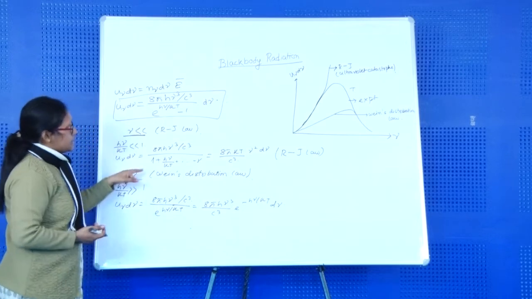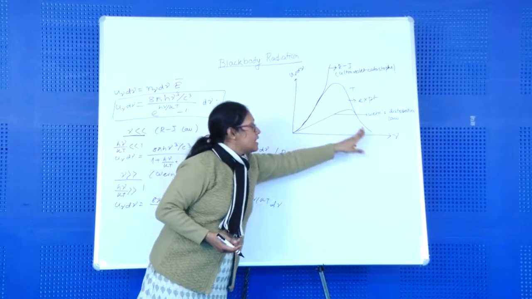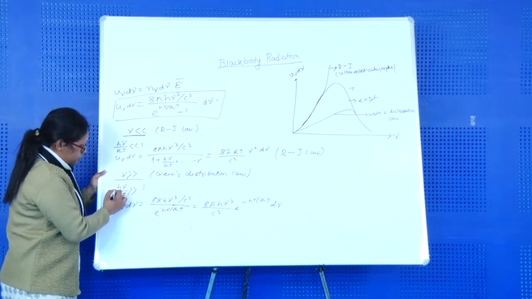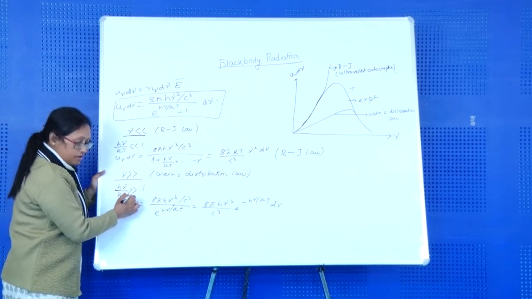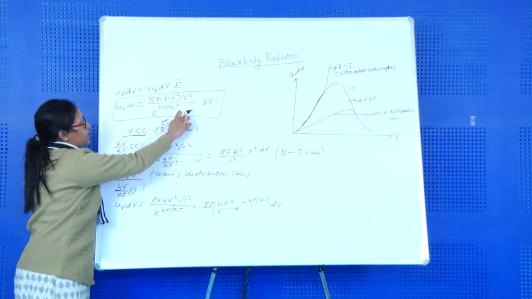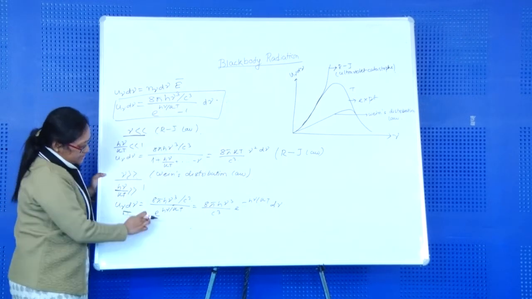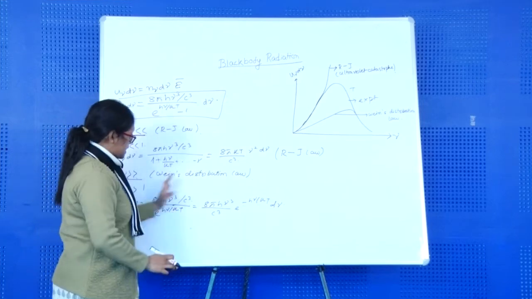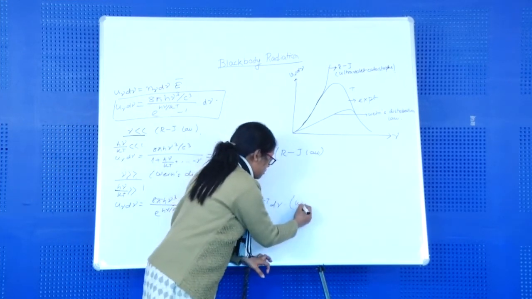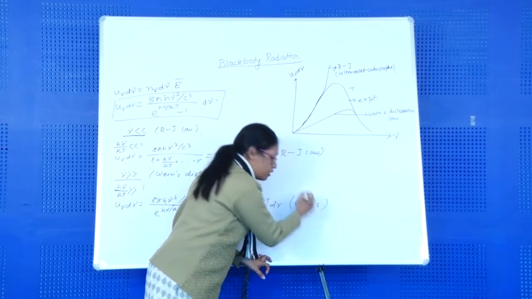Now see, if we take the frequency in the higher range, that means nu is high, then h nu by kT is also much greater than 1. If h nu by kT is much greater than 1, we can neglect this 1 with respect to e to the power h nu by kT. By rearranging this, we get this equation, and we have shown that this is Wien's distribution law.